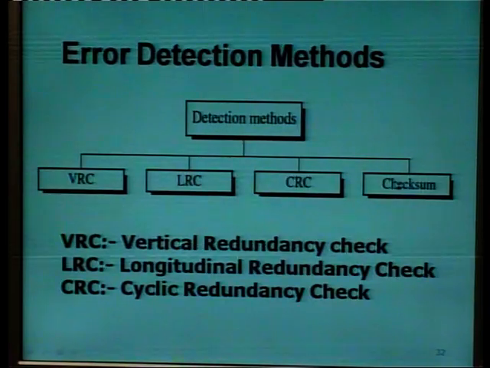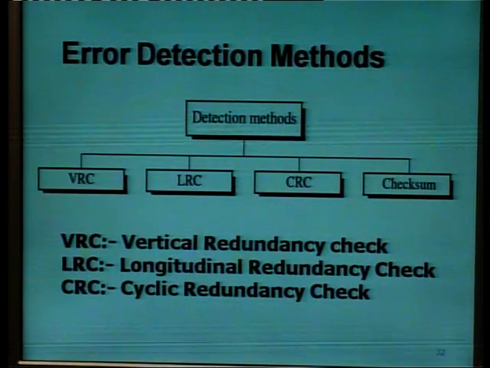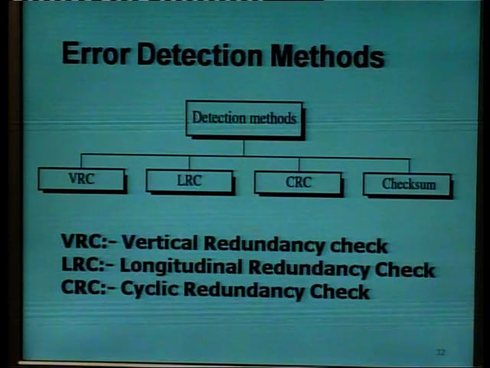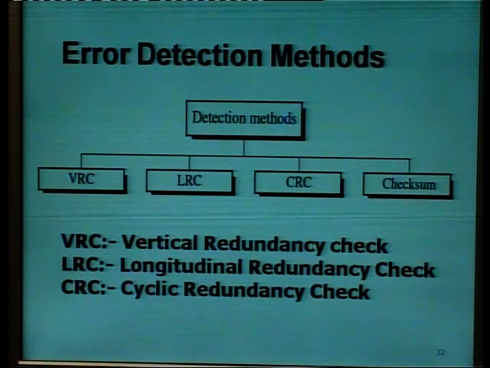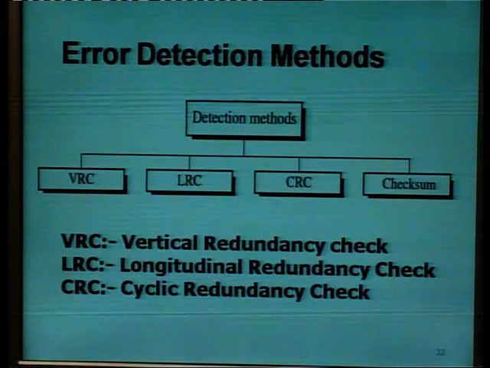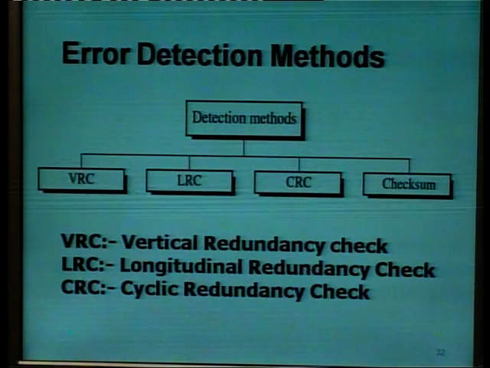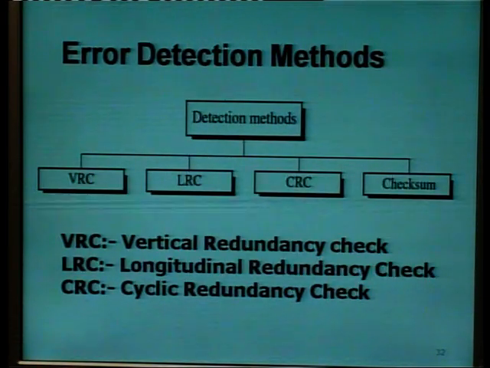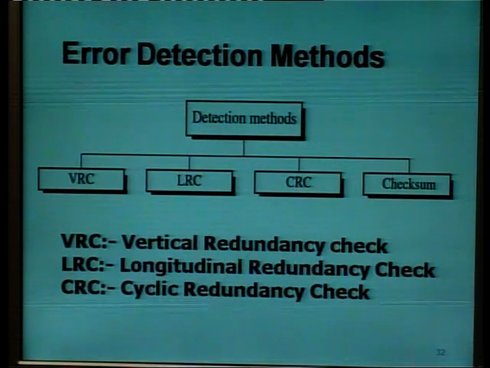There are various error detection methods, and some of the more common ones are VRC, LRC, CRC and Checksum. VRC stands for vertical redundancy check or vertical redundancy code. LRC stands for longitudinal redundancy check. CRC stands for cyclic redundancy check.